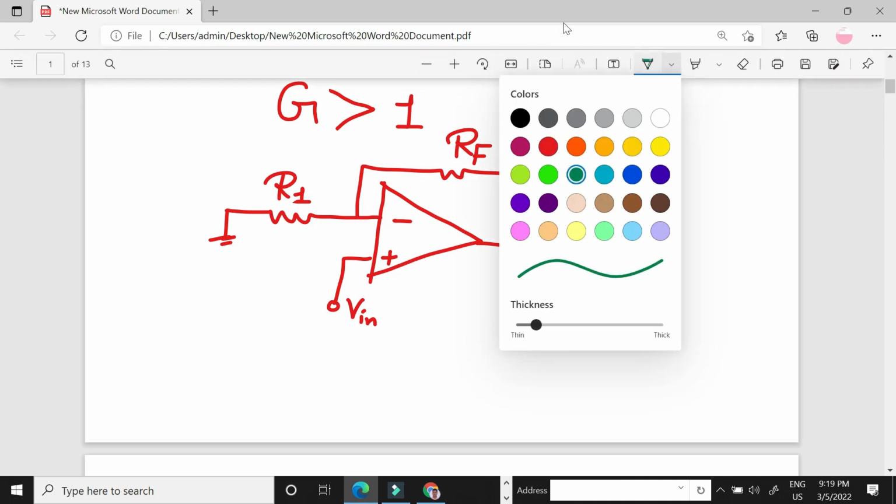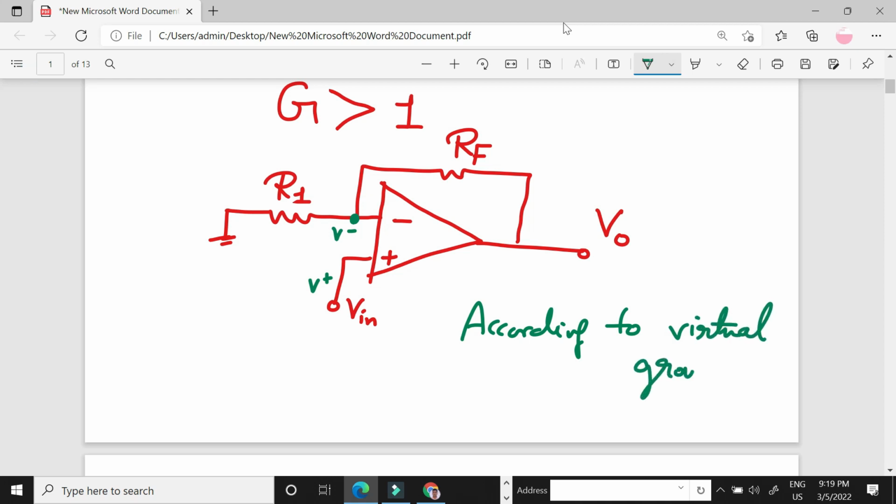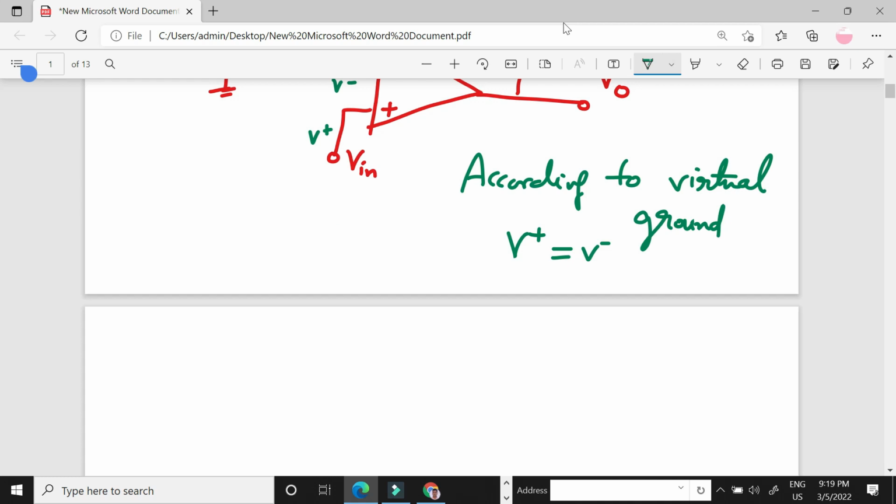Using virtual ground, we say this is a voltage V negative and this is a voltage V positive, and according to virtual ground, V positive must be equal to V negative, because these voltages are shorted.